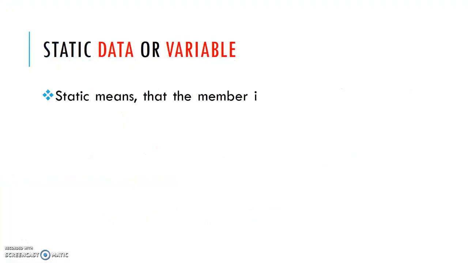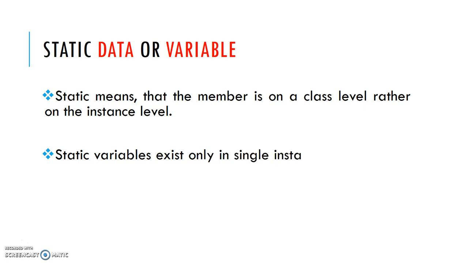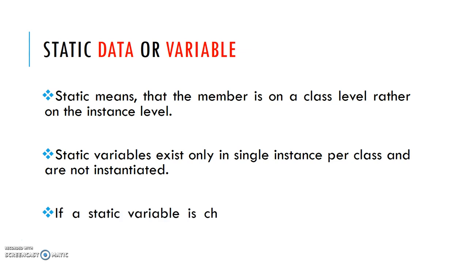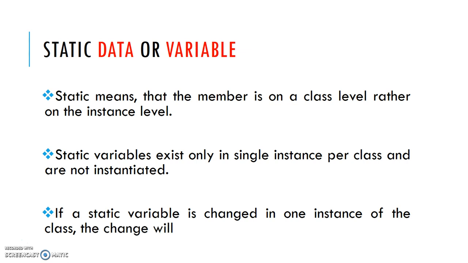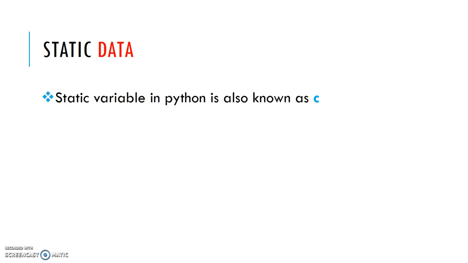Static means that the member is on a class level rather than on the instance level. Static variables exist only in a single instance per class and are not instantiated. If a static variable is changed in one instance of the class, the change will affect its value in all other instances. A static variable in Python is also known as a class variable.